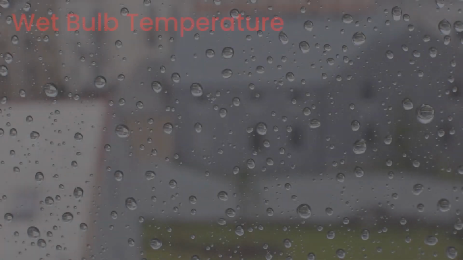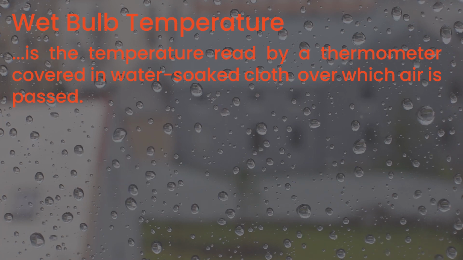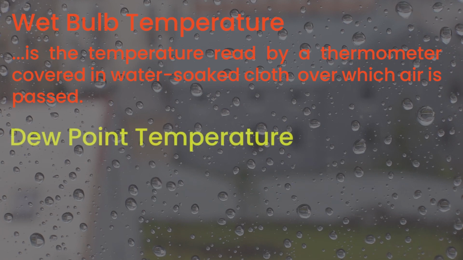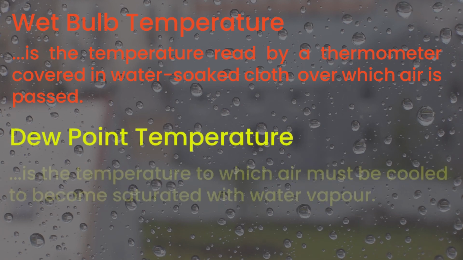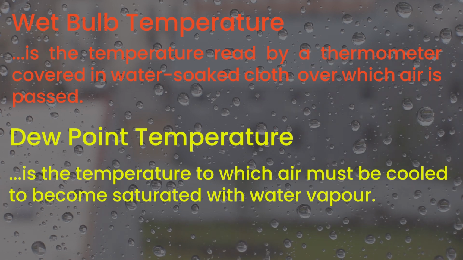The wet bulb temperature is the temperature read by a thermometer covered in a water-soaked cloth over which air is passed. The dew point temperature is the temperature to which air must be cooled to become saturated with water vapor. These definitions come from Wikipedia, and likely if you're here, you've already read them.